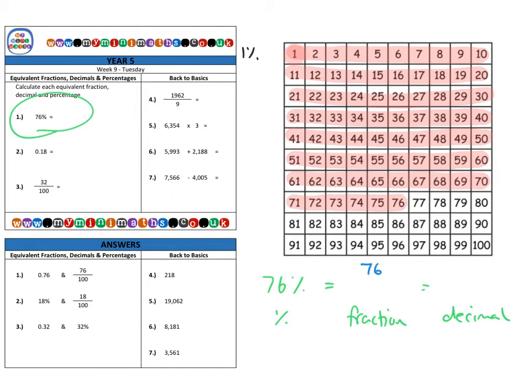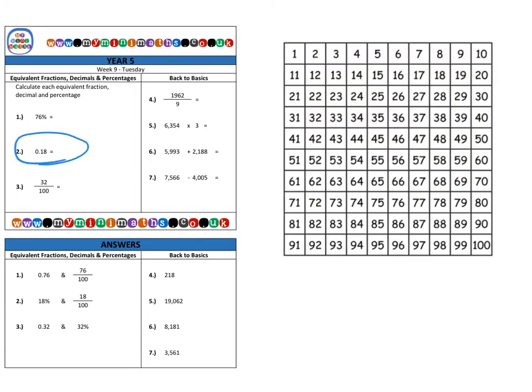It's 76 out of the 100 have been coloured in. It's exactly the same thing. And the decimal, it's like saying 76p, isn't it? So if we put a pound sign in front of there, in front of the decimal, we can clearly see how these are related to each other. So it's 0.76, 76 per 100.